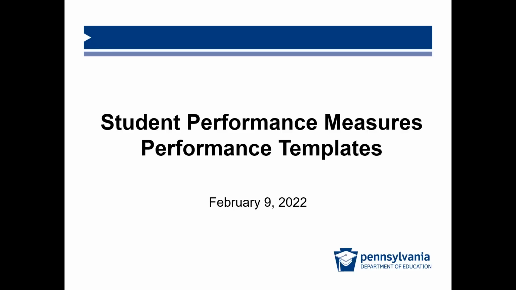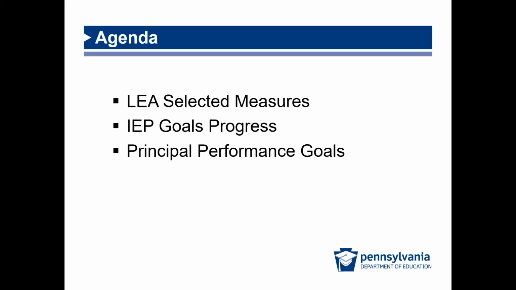So again, if we look at our next slide, you'll see that we're going to address all of the various measures: the LEA Selected Measure, which is used for the classroom teacher; IEP Goals Progress, which we will spend a great deal of time on, perhaps not necessarily today, but we know this is something for the future. What does that look like? We're going to provide you an example or two of IEP Goals Progress. And last but not least, we'll take a quick glance at principal performance goals and give you some samples.